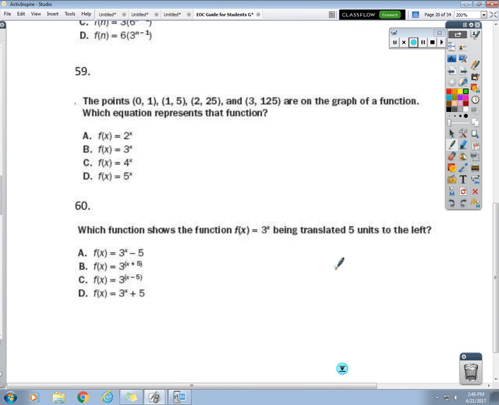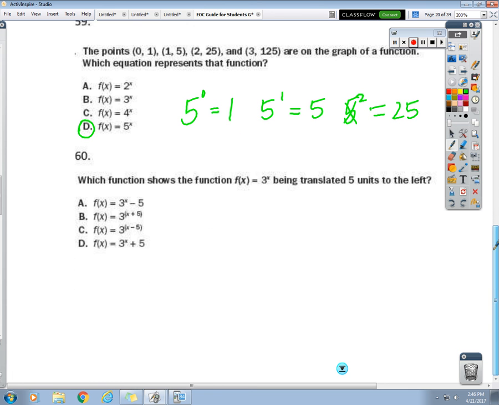All right, number 59. The points (0, 1), (1, 5), (2, 25), and (3, 125) are on the graph of a function. Which equation represents that function? D is correct. Because look, to get from one number to the next, don't you just multiply by 5? Okay? Or you could have looked at it like this. 5 to the 0 power equals 1. 5 to the first power equals 5. 5 to the second power equals 25. All you're doing is plugging in 0 for x, 1 for x, 2 for x, and seeing which one creates the y values.